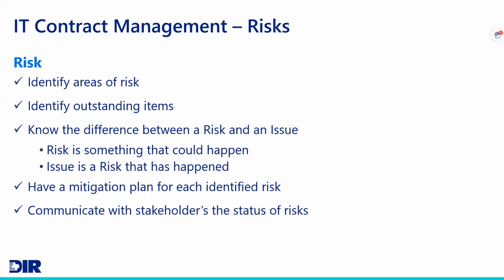For example, a risk could be we could have a cybersecurity attack. An issue is, oh no, we've had a cybersecurity attack. Now what do we do? So having mitigation plans in place for each one of those identified risks is important. And then, of course, communication on those risks is equally as important with all parties involved.